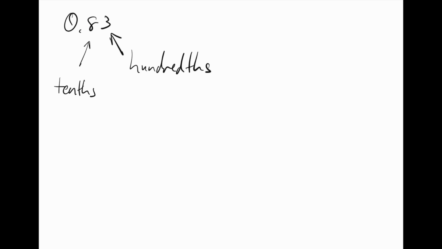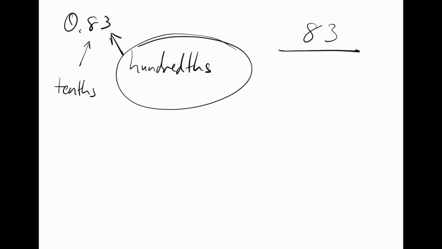And since that 3 is in the hundredths position, we know that we can take that 83 and just place it over the number 100. And just like that, we've converted this decimal into a fraction. The only complication that you'll sometimes get, often get actually, is that sometimes these fractions, you're able to reduce them. In this case, we can't reduce 83 over 100.